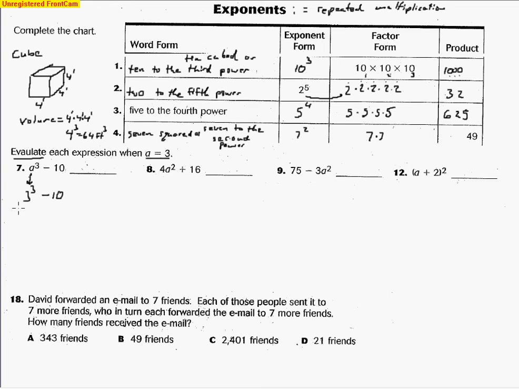But what does this represent? Well, it represents 3 times 3 times 3, and then take away 10, which would be 27. Take away 10 makes 17. So there's your answer, 17. How about this next one?